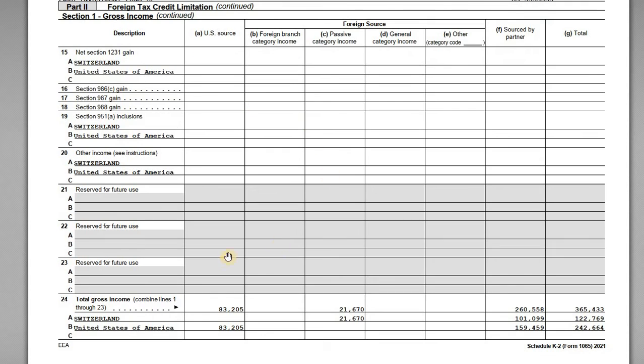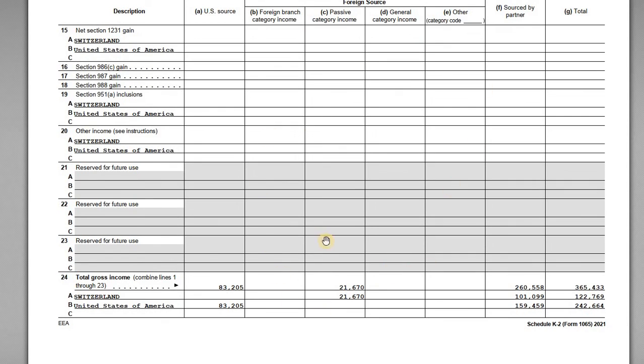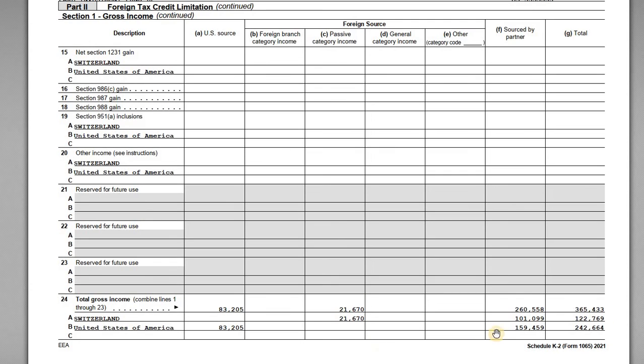So now if we move to the bottom of Section 1, we're just starting to total up the amounts. So total amount of U.S. source income, there's the 83,205. So that's all the U.S. source interest and dividends, and then the foreign source interest and dividends there in the passive category income, and then the income sourced by partner, right?